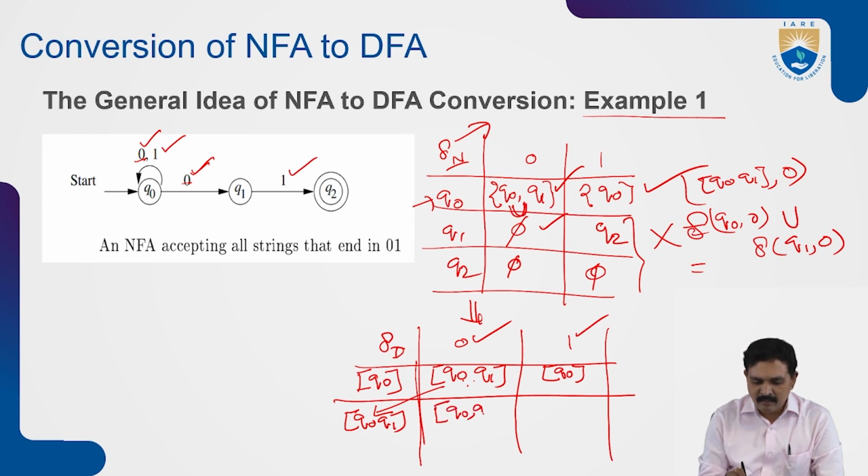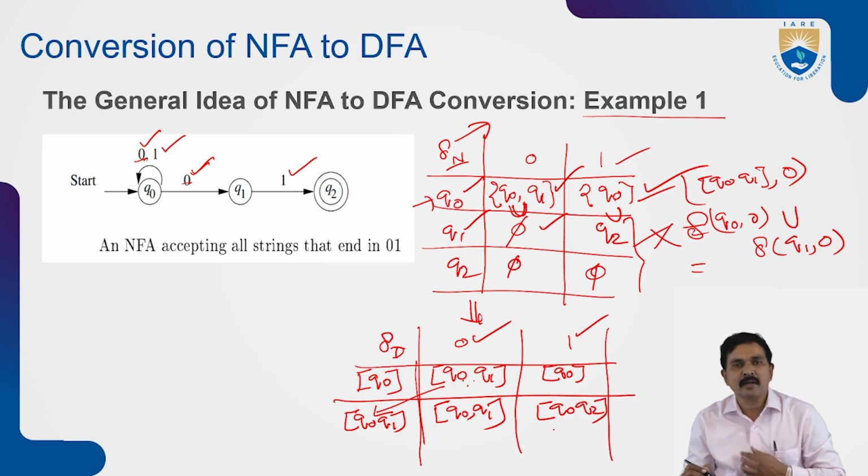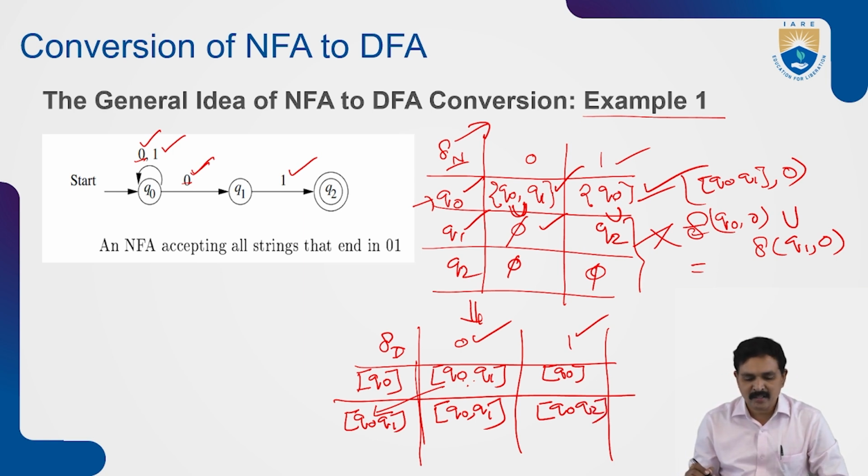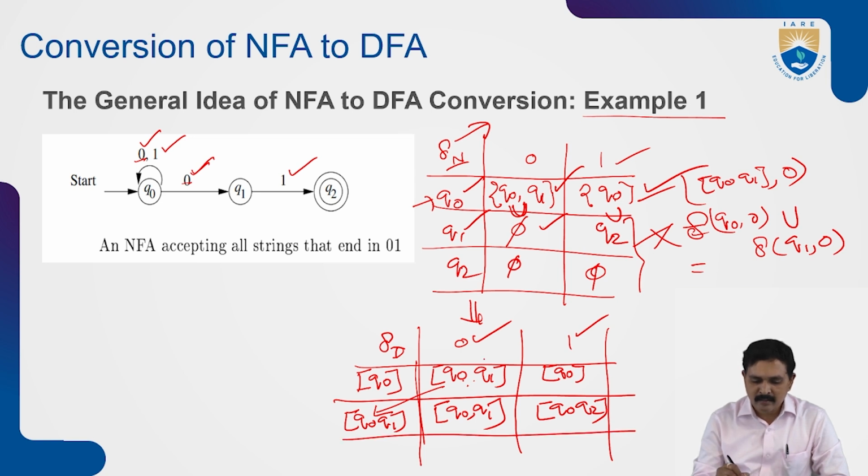You're getting again the same thing, Q naught Q1. Similarly, here Q naught Q1 using 1, you apply the union. Q naught union Q2, you're getting a new state, Q naught Q2. This way, we have to construct the DFA transition table. And again, this is completed.